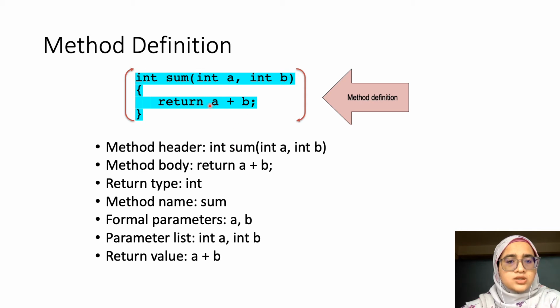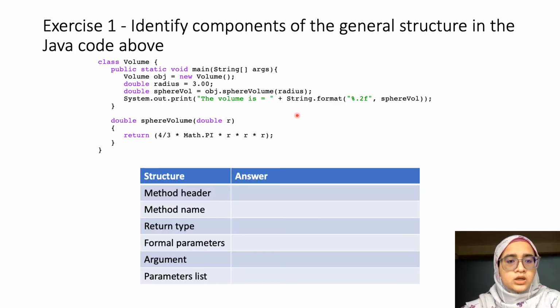Okay, the return value is anything after the keyword return. Return is a keyword in Java, and after the keyword return, which is a plus b, it is the return value. Okay, so let's do the first exercise.